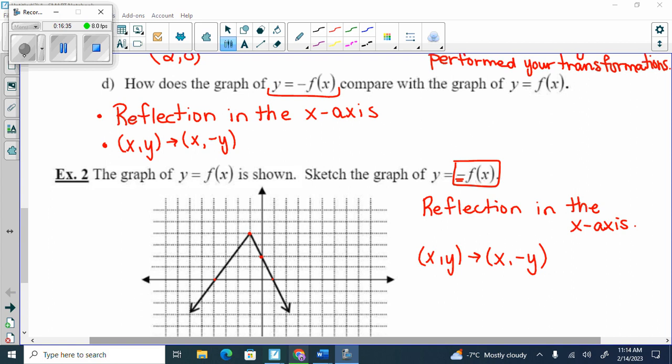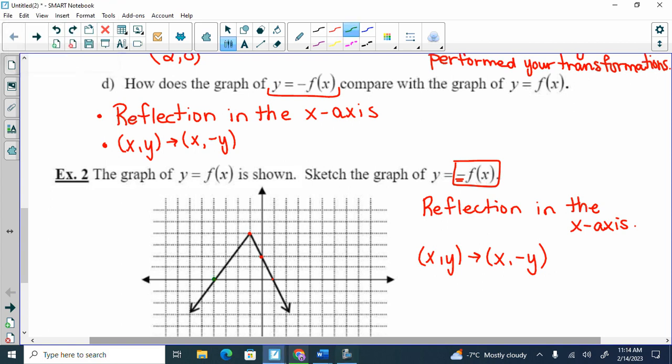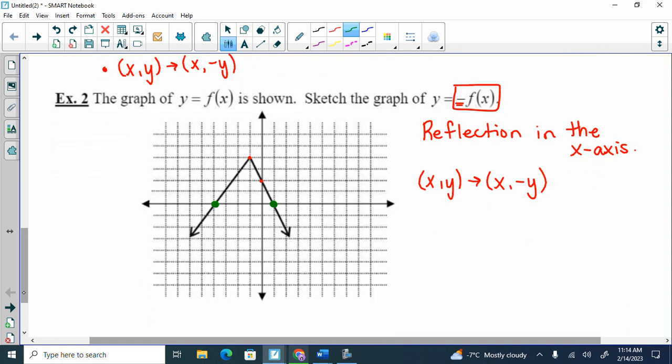How many invariant points does this graph have? 2. It's where it's on its reflection. So it's reflecting in the x-axis, so those are going to remain invariant. This one is at 0, 2. It's now going to be at 0, negative 2.